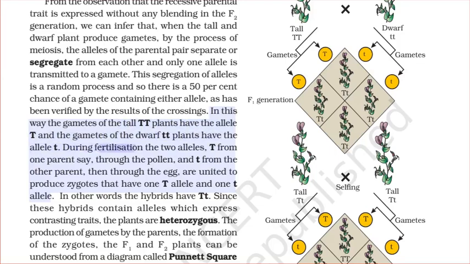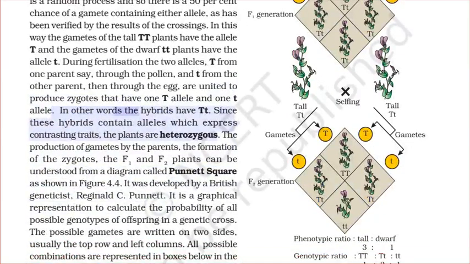During fertilization, the two alleles, capital T from one parent, say through the pollen, and small t from the other parent, through the egg, are united to produce zygotes that have one capital T allele and one small t allele. In other words, the hybrids have Tt. Since these hybrids contain alleles which express contrasting traits, the plants are heterozygous.